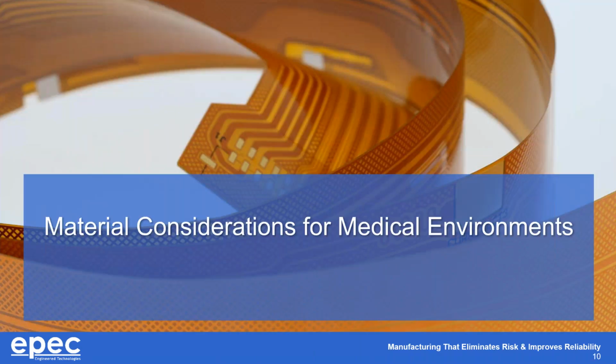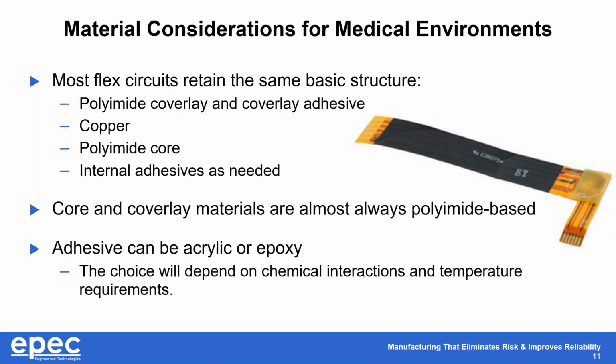So moving on, for material considerations for medical environments, we're going to cover the basic structure of flex to start with, which is, starting from the very top, polyimide coverlay and the coverlay adhesive. Underneath that will be your copper, then your polyimide core, and then any internal adhesives as needed, where it might be needed to contact and laminate on other layers of copper, and then it will circle back around to the polyimide coverlay and adhesive once more.